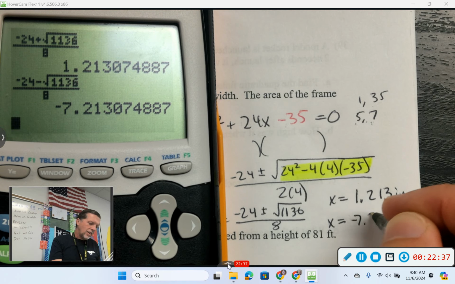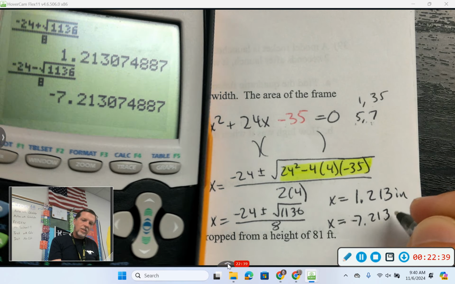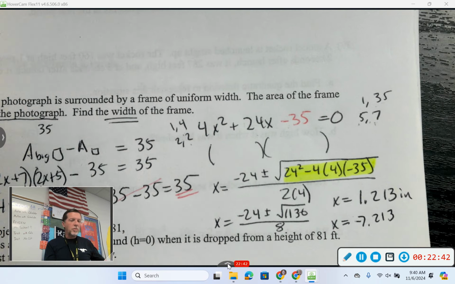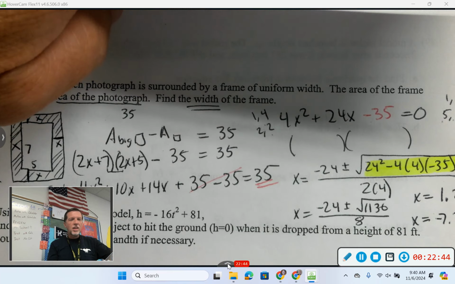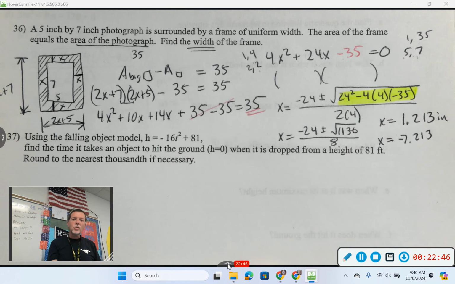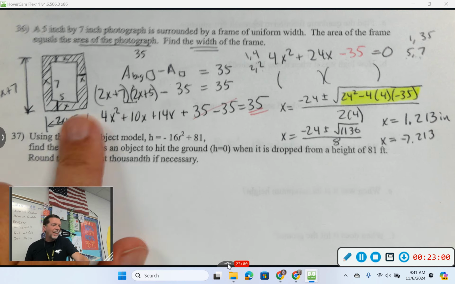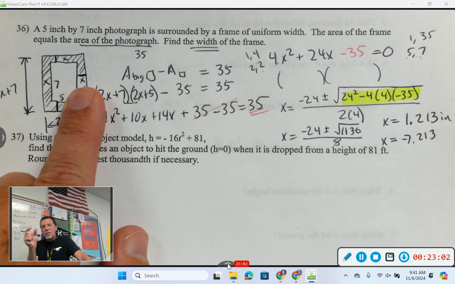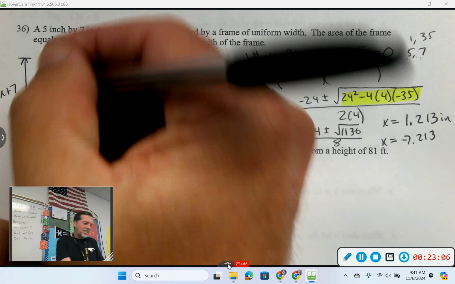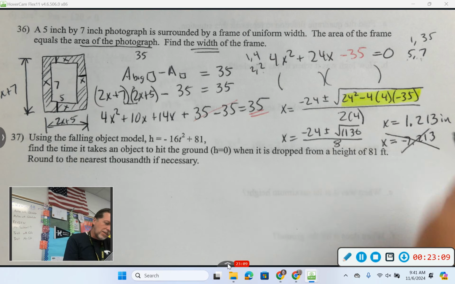Negative. What does that mean in terms of the picture? Or what do I do with that answer? Jahid? I think I crashed my calculator. Okay. What do I do with the negative 7 though? What's that? Get rid of it. Just get rid of it, right? I can't have a width of the frame of negative 7. That doesn't go into the picture. I don't know what that means. That's out.